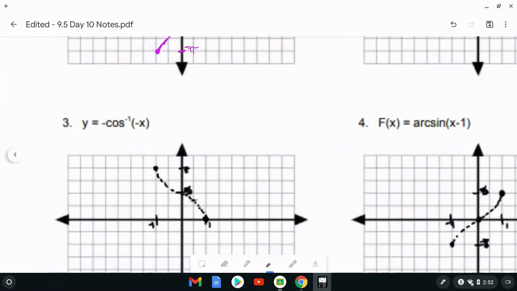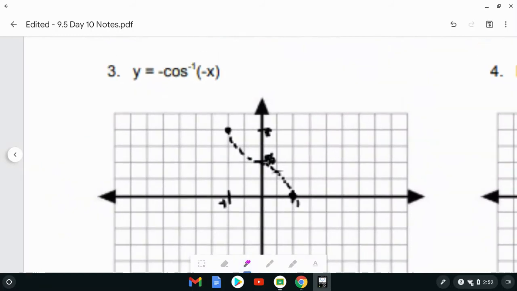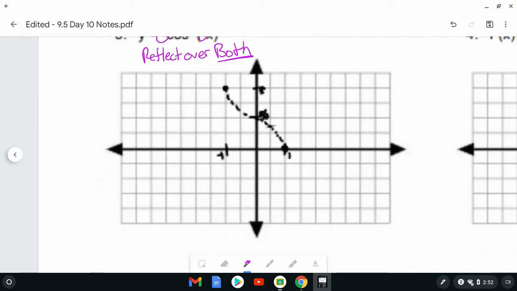If we take a look at number 3, this time we got a couple reflections going on here. We got to reflect over both. So you can just go either way. It doesn't matter which order you go.